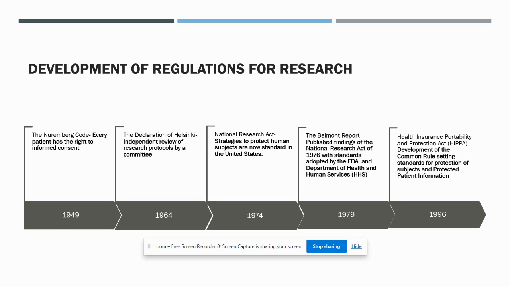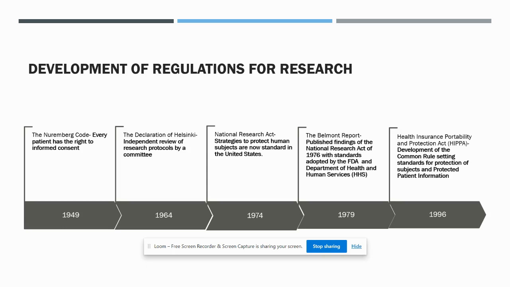So the National Research Act, this was a law specific to us in the United States. This act essentially provided strategies to protect human subjects, and this is now standard within the United States. So obviously, not only IRB review, but making sure that participants are fully informed of the risks and benefits of the studies, but also have to give informed consent to participate in the study as well.